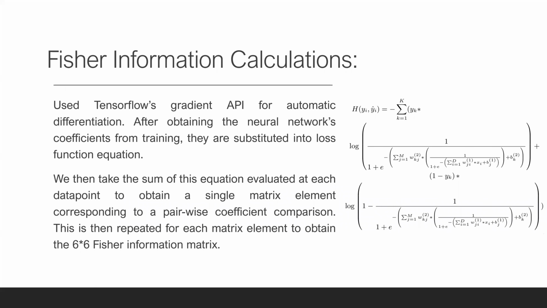So for the Fisher information calculations, we used TensorFlow's gradient API for automatic differentiation. After obtaining the neural network coefficients from training, they are substituted into the loss function equation, which you can see here on the right. And then we take the sum of this equation evaluated at each data point to obtain a single matrix element corresponding to a pairwise coefficient comparison. This is then repeated for each matrix element to obtain the 6x6 Fisher information matrix.